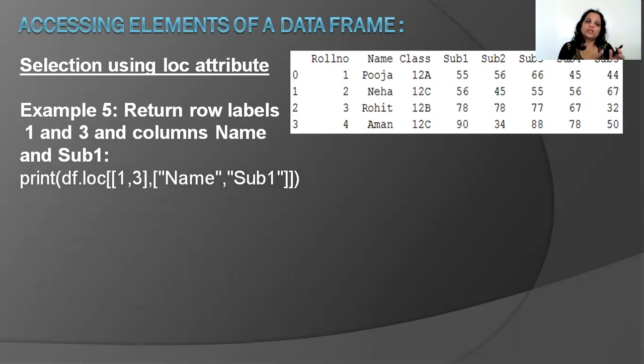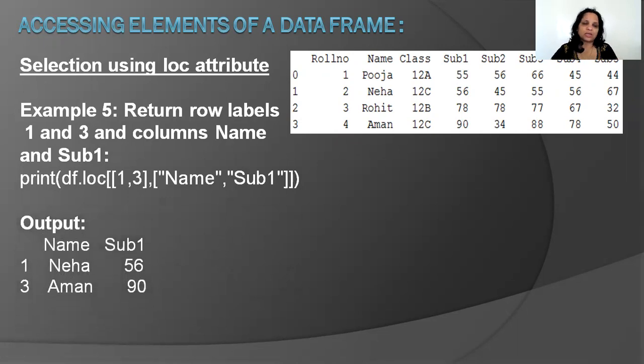So in one square bracket, you write 1, 3. In the other square bracket, you write name, comma, sub1. And you get that 1, 3 gives you Neha and Aman, correct? And name and sub1 is what you see on the screen. Clear? Now this was the loc attribute.